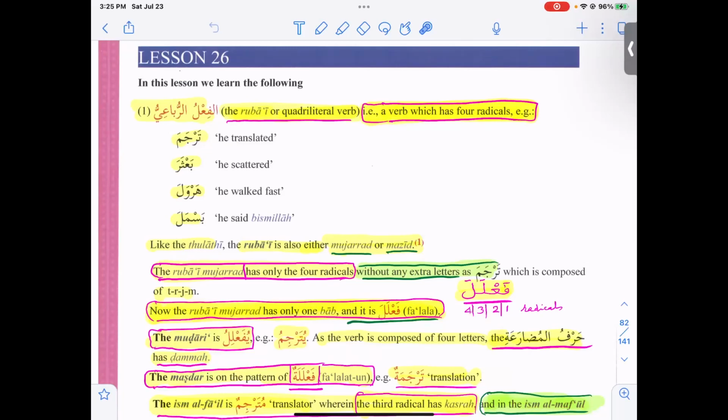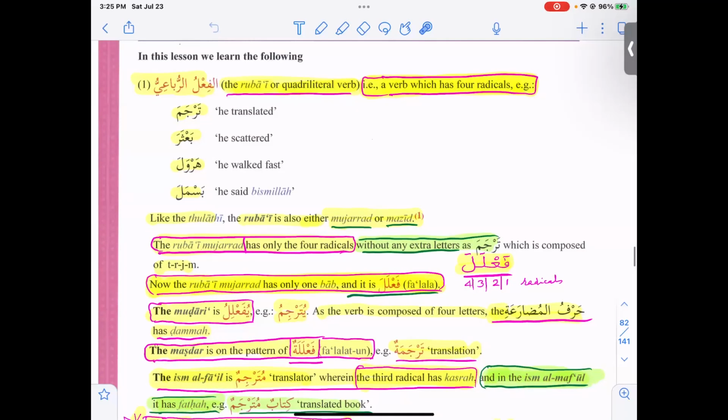So like the sulasi, this three-letter verb, the rubai is also mujarrad and mazid. Mujarrad means only four letters. Mazid means something is added there. The rubai mujarrad has only four radicals. It has only one form. The rubai mujarrad has only four radicals, without any extra letters, no other letters are added, which is composed of Tarjama.